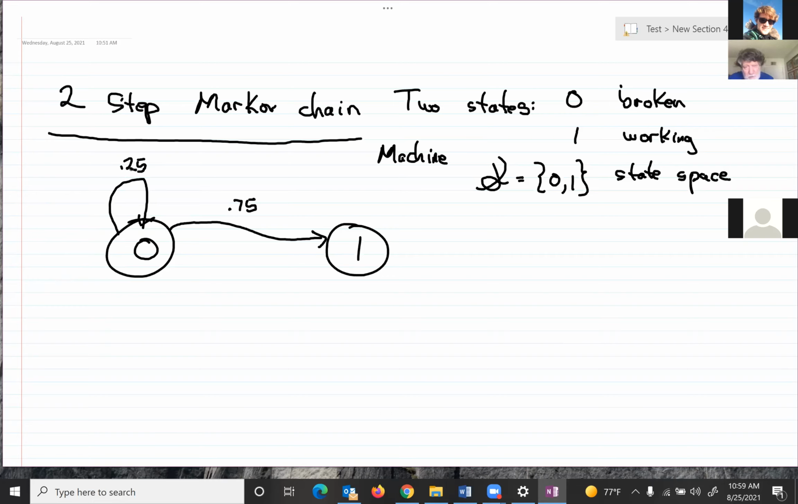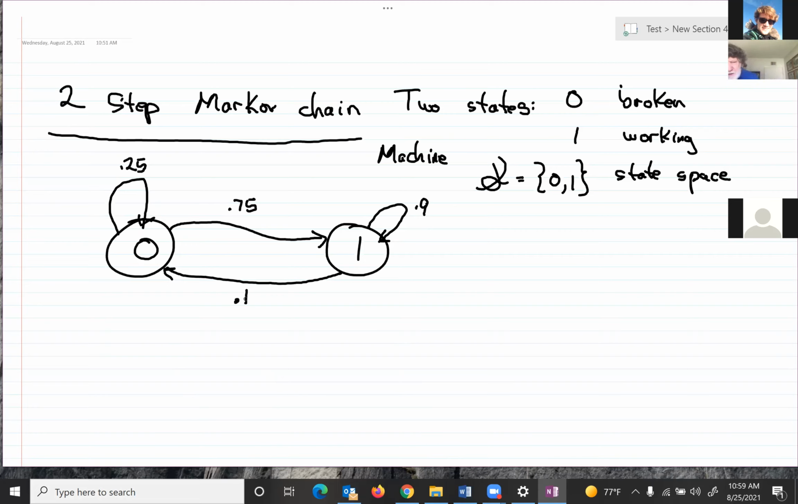What else could happen? Well, we could have a working machine, which is good. And if we have a working machine, let's assume there's a 90% chance it remains working. And that would mean there's a 10% chance that it breaks.